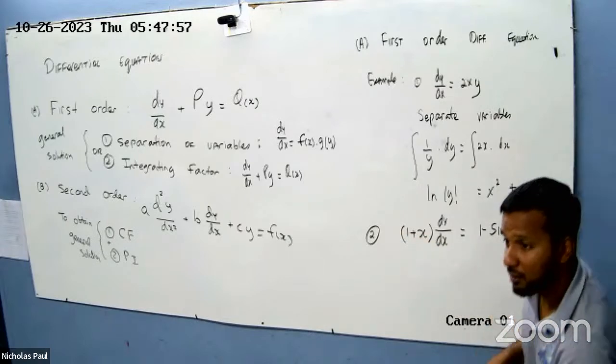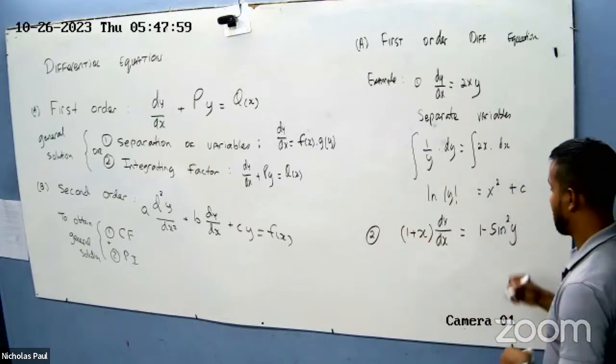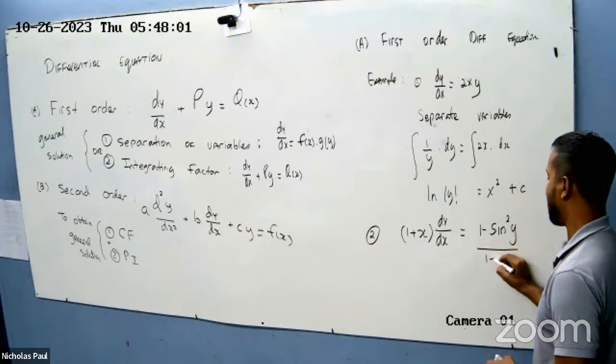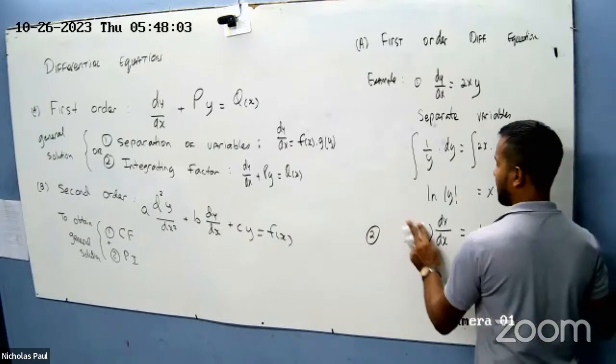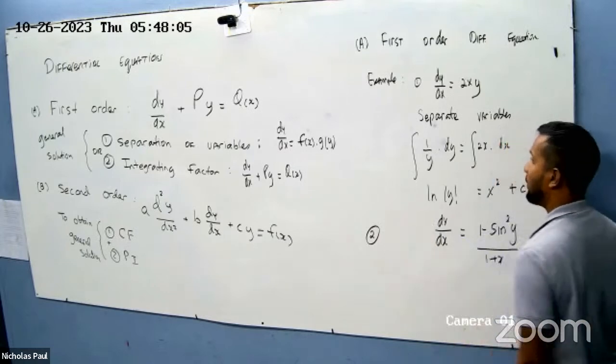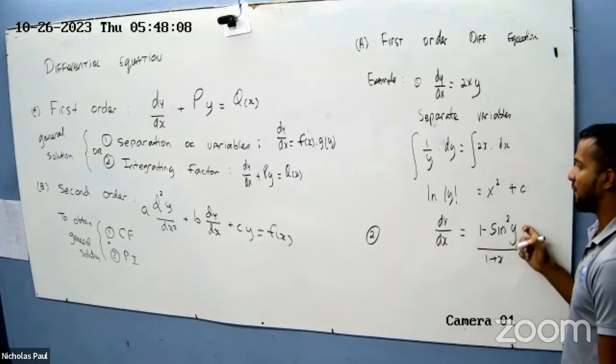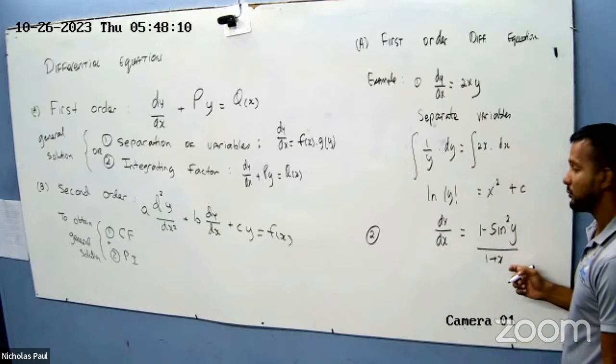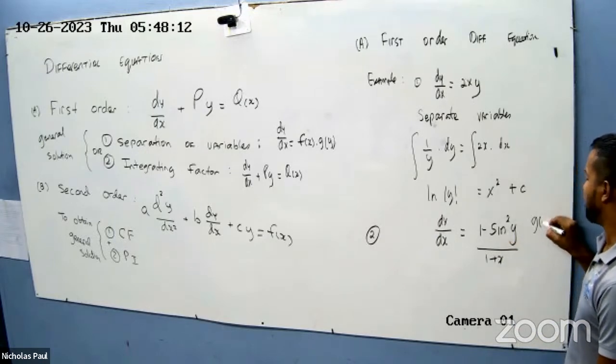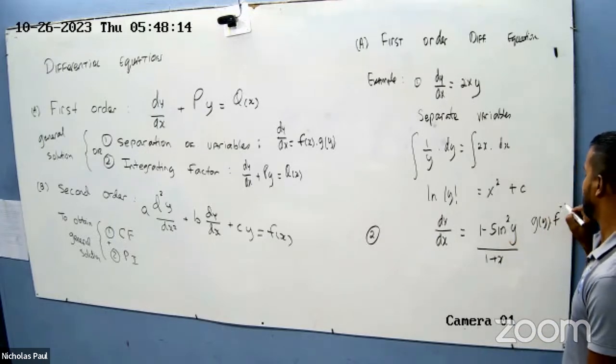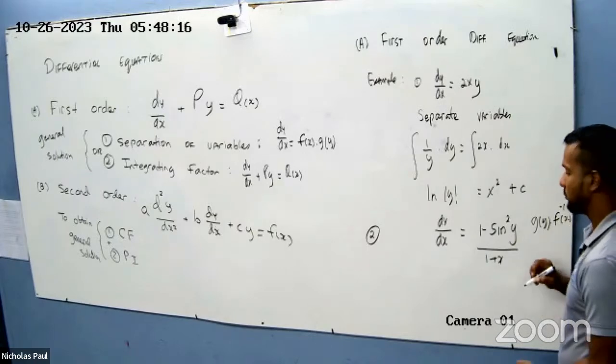If I were to bring it here and write 1 plus x, it will be dy dx is f of x on g of x. Or technically, g of y by f inverse x if you want.